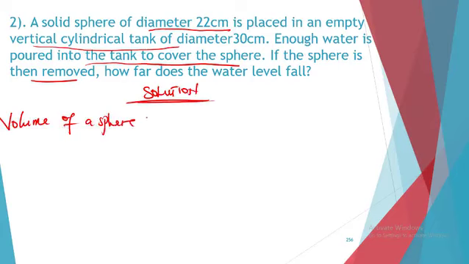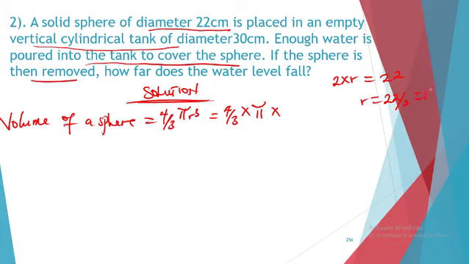And the volume of a sphere, I told us, is equal to what? 4 over 3 pi r cubed, right? So we have 4 over 3 times our pi, times what's the diameter? The diameter is 22, and we know that diameter is 2 times radius. So since it is 22, we then have 2 times r is 22, then r will be equal to 22 divided by 2, which is 11 cm. So this is 11.